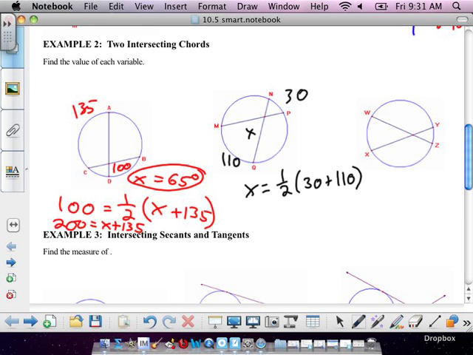So 110 plus 30 divided by 2 gives us x equals 70 degrees. Do I need to do the next one, or are we feeling pretty good?